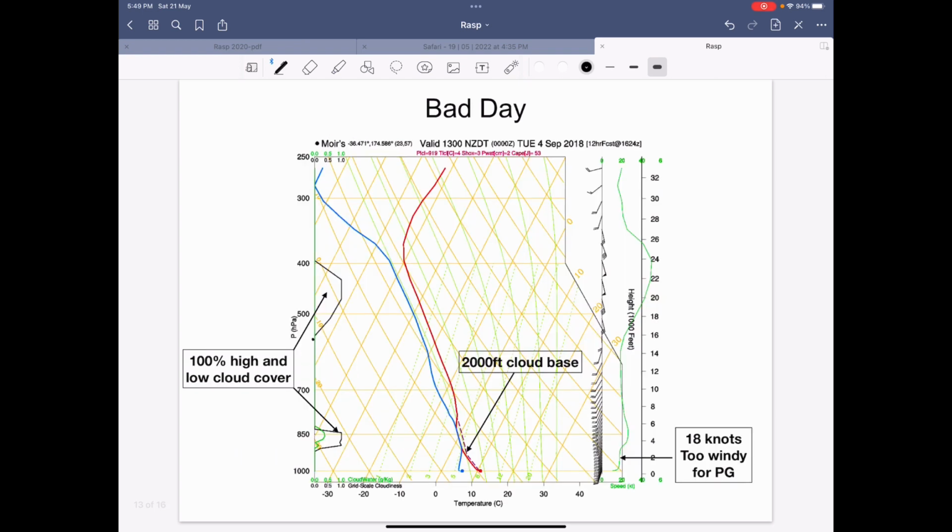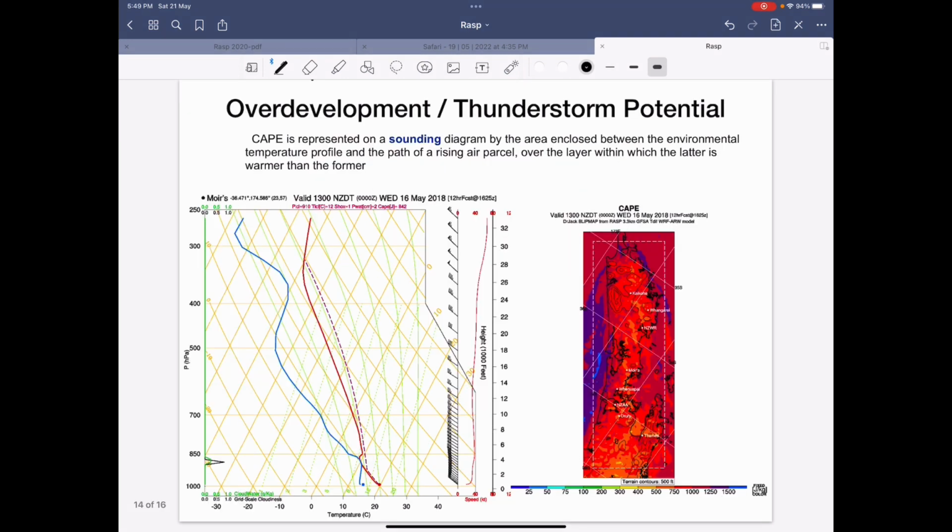Here is a bad day, so on the left we've got high cloud and low cloud. We've got a 2,000 foot cloud base just over. We've got 18 knots of wind, and you can see where the blue line and the red line touch. There's possibly going to be rain as well. Overdevelopment. This is what overdevelopment and thunderstorm potential looks like.